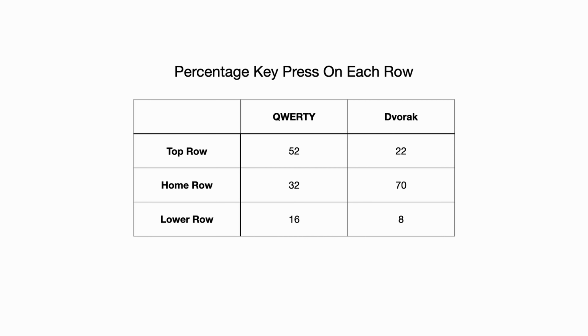The layout he came up with leads to 22% of key presses on the top row, 8% on the bottom row, and 70% on that home row. This is quite a change from the QWERTY layout. In 1982, the American National Standards Institute, or ANSI, designated the Dvorak layout as an alternate standard keyboard layout. Nowadays, the Dvorak layout is supported by most computers and mobile devices.